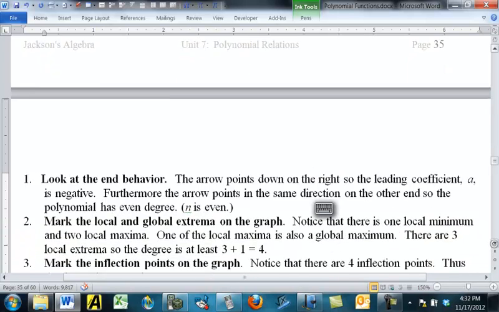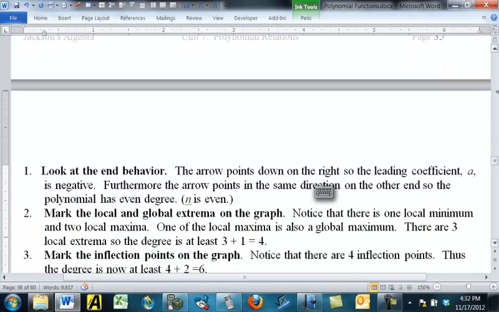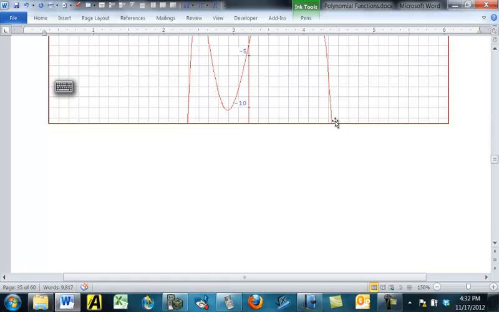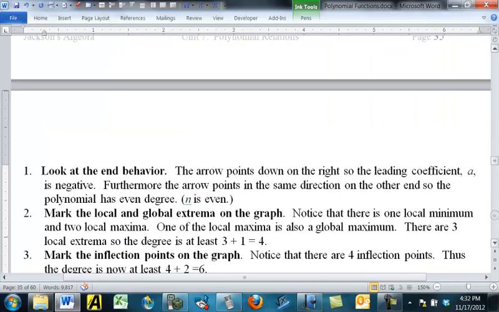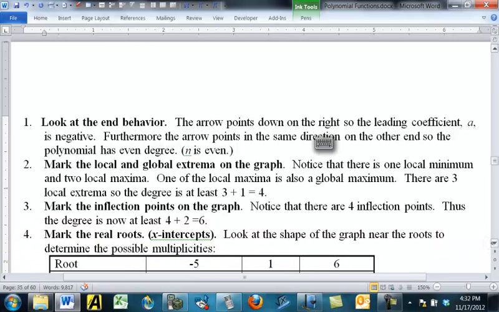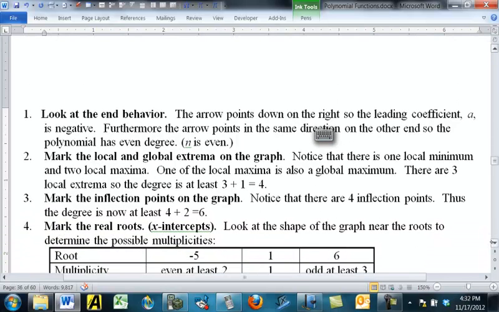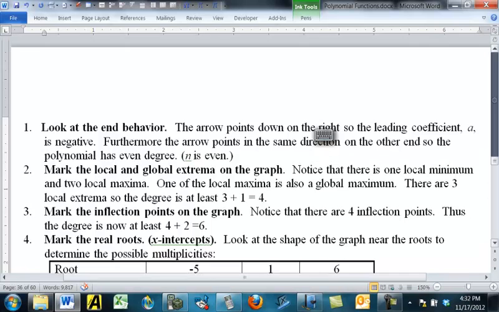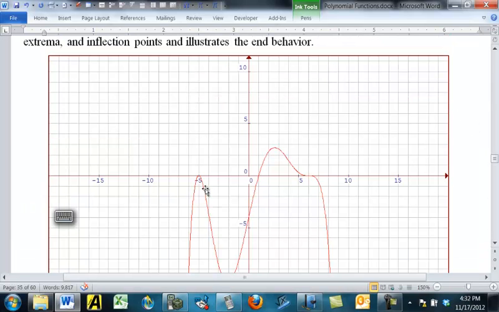Okay, so we know it's even degree because the arrows are pointing the same way on the ends, and we know that the leading coefficient is negative. So we can look at the maxima and minima. Let's count the max and mins. There are 3 of those, so that tells us the degree is at least 4. Let's count the inflection points. There's 1, 2, 3, 4 of those.